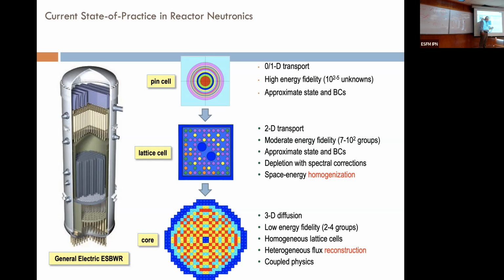But when you drop down to this one, you smeared all of that material complexity away. And so you only have the scalar flux that you're solving for. And so with diffusion, you're just solving for that scalar flux.